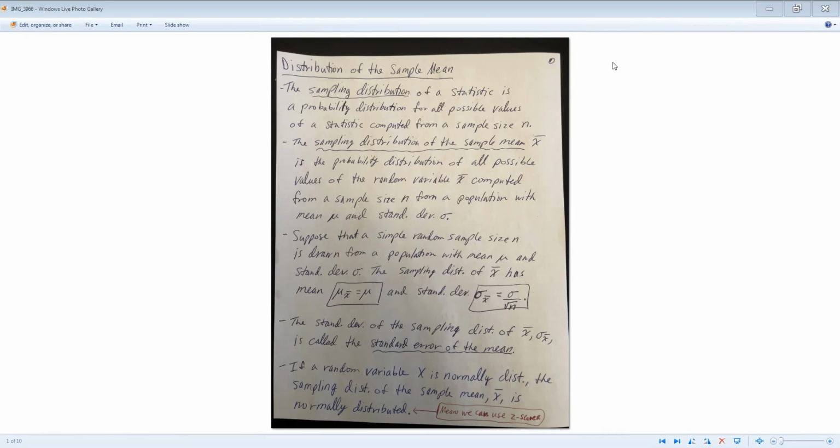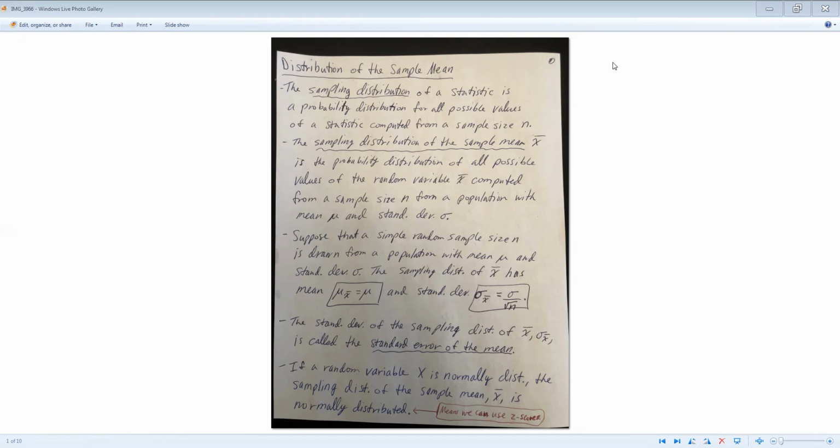Now suppose that a simple random sample size n is drawn from a population with mean mu and standard deviation sigma. The sampling distribution of x bar has the relationship of being equal to the population mean. So the mean of your sampling distribution is going to be equal to the population mean. And the standard deviation of your sampling distribution is going to be equal to the population standard deviation over the square root of your sample size, square root of n. Now the standard deviation of the sampling distribution of x bar is also called the standard error of the mean.